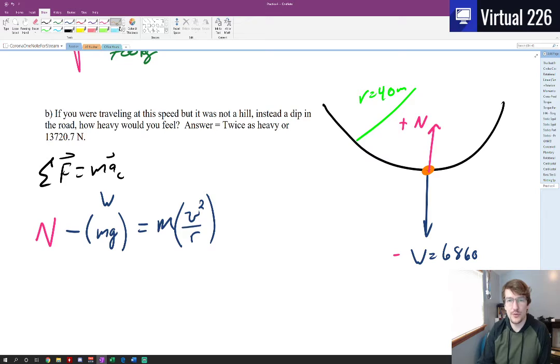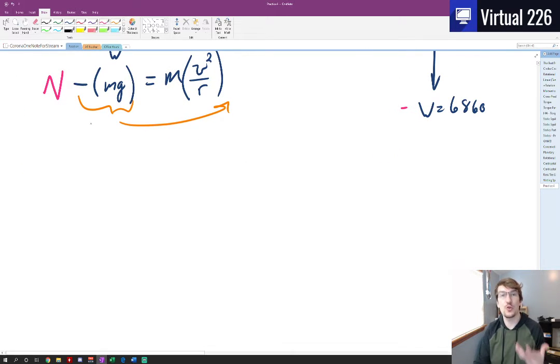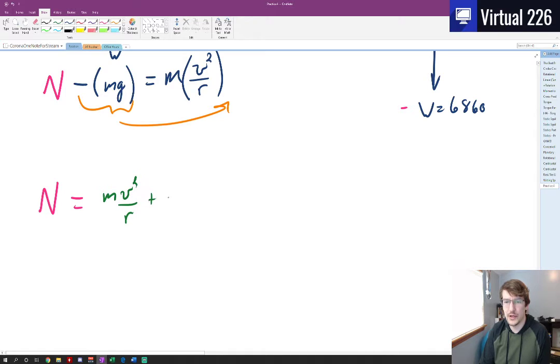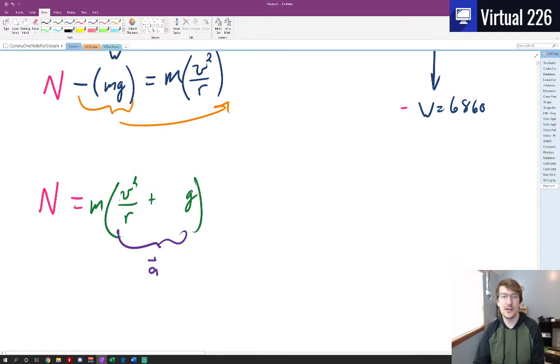Now the reason why I wrote it like this momentarily is I'm going to add the mg term over to the other side. So I can just solve for the normal force, or how heavy you would feel. So your normal force now equals mv squared over r plus mg. And I'm going to note that there's an m in both of these terms, so I'm actually going to factor that m out, just like this. And what we see now is that what we feel as our weight is just going to be mass multiplied by some new acceleration term. Both of these are accelerations, so they can be added together, and a mass multiplied by an acceleration will give us a force. Our acceleration we're going to feel is just gravity plus this extra centripetal acceleration.